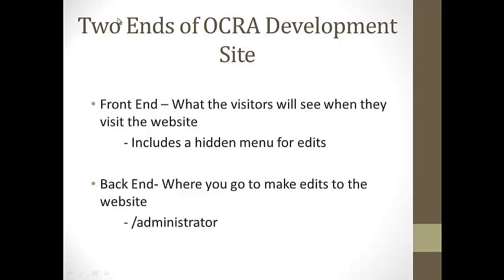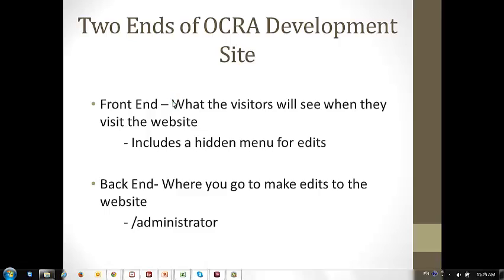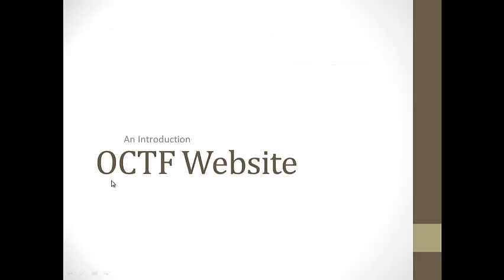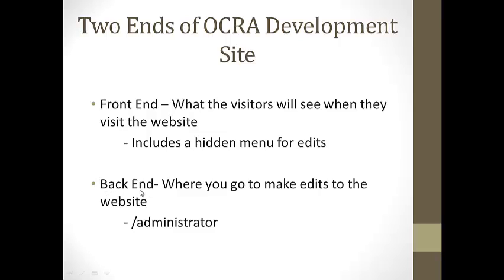Now, there's two ends of the development site before we hit production. There's a front end, which is what the visitors will see when they visit the website. And this includes a hidden menu to make edits easier than it would to make edits on the back end. And the back end is where we go to make edits to the website. But they're both very useful, the hidden menu and the back end administrator, and I will show you how.